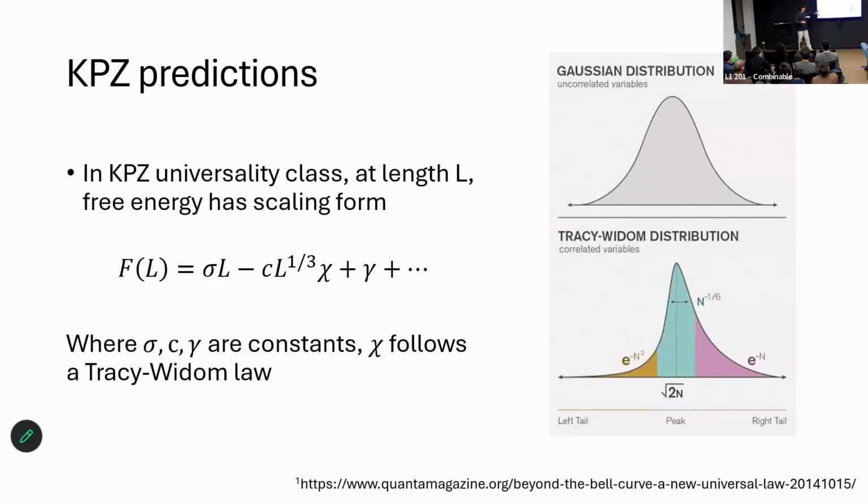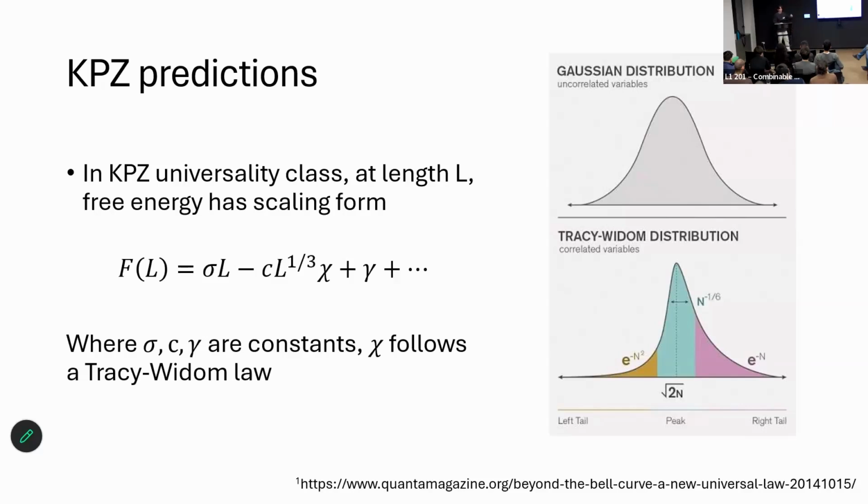Gamma is also a constant, just ignore that. And then chi is the important part. So chi follows a Tracy-Widom law. All the randomness, like the distribution over our free energy costs, is encoded by the distribution of this chi. And that chi depends on the boundary conditions.